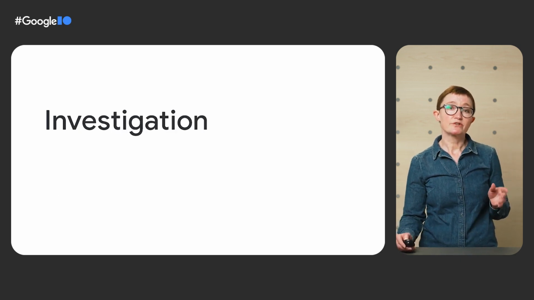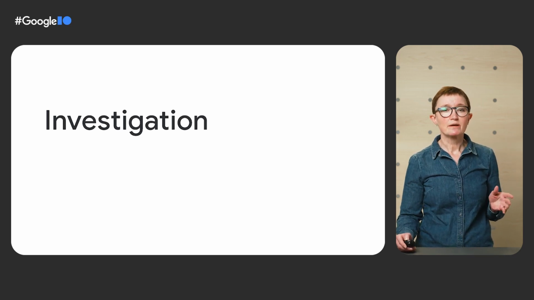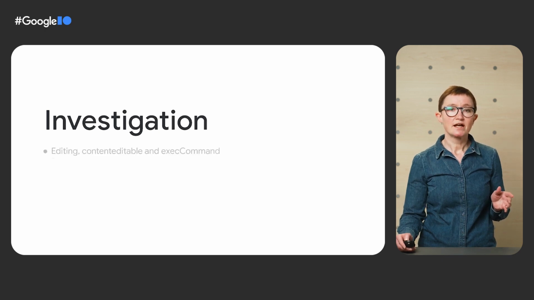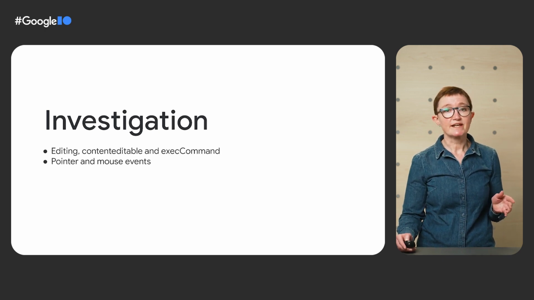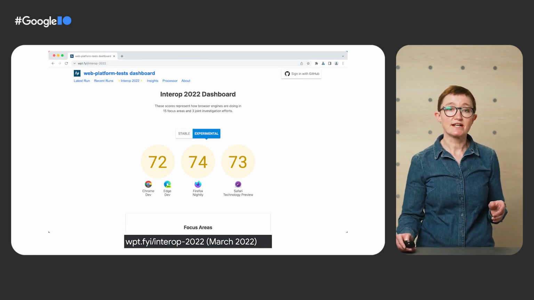This effort also includes 3 areas of investigation, places that we know need improvement, but where the current state of specifications or tests is not yet good enough to be able to score progress. And these are editing, pointer and mouse events, and viewport measurements. By working together, we can hopefully work out what should be done in these areas and ensure they have good specifications and tests, and improvements can be implemented. Work is already happening in all of these areas, and you can follow along using the Interop 2022 dashboard.